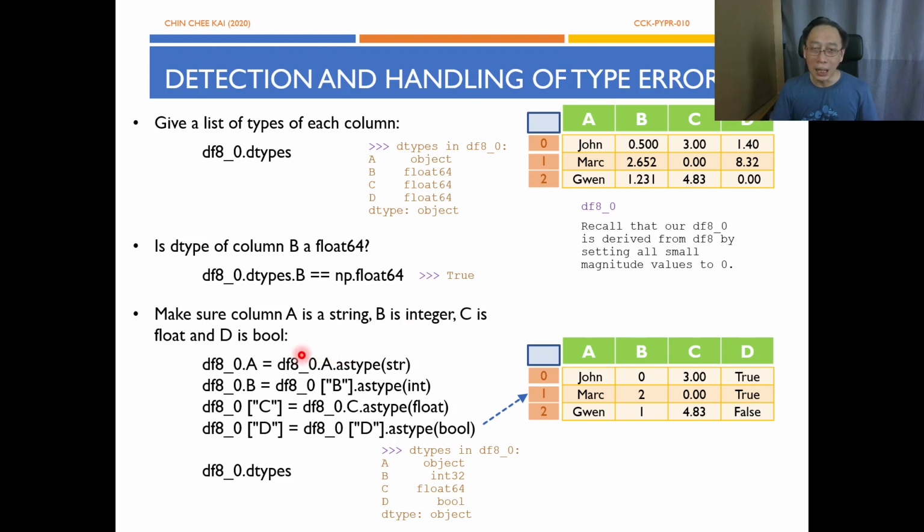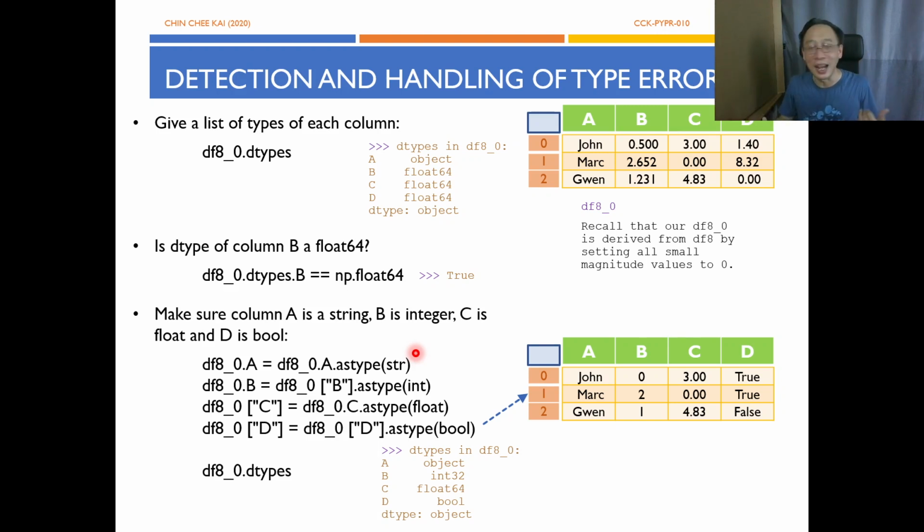The way to cast or force the data type of A into string form is to say df80.A.astype and then in brackets, string. Notice the string here doesn't have the quotation mark. Even if you accidentally put in the quotation marks, it will still work. That's how accommodating pandas is, which is nice. Some people will say it encourages sloppiness, but we are not sloppy, right? We're just following the syntax.